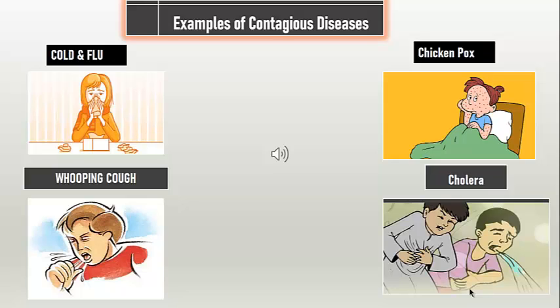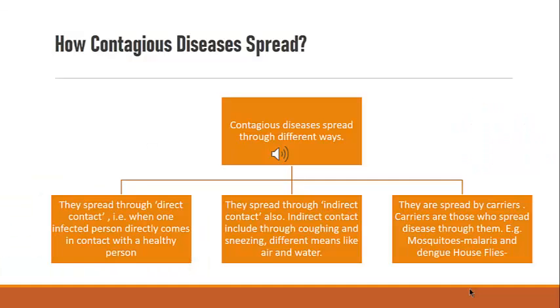Contagious diseases spread from person to person. Common examples are cold and flu, cough, chickenpox, and cholera. These are diseases which you can get from any other person easily. How do contagious diseases spread? There are three ways: by direct means, by indirect means, or by vectors.